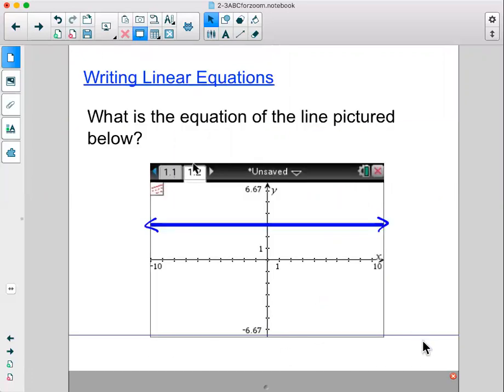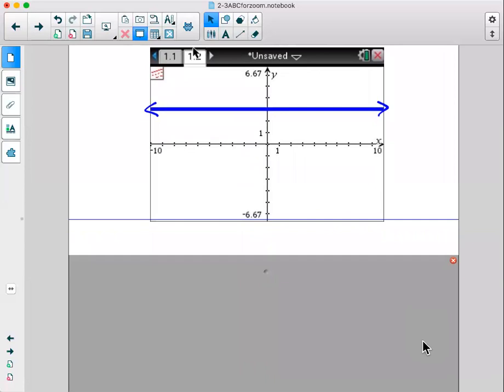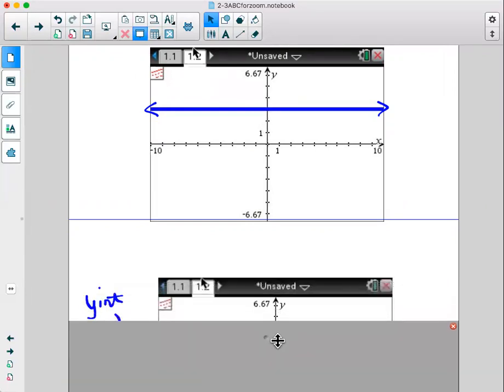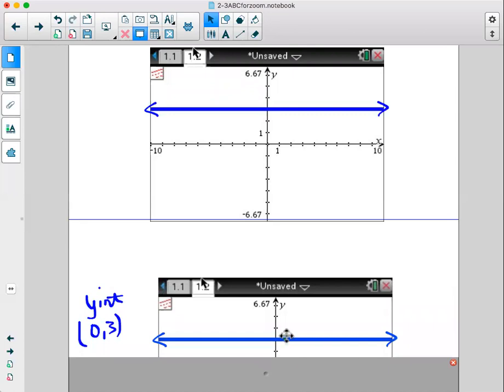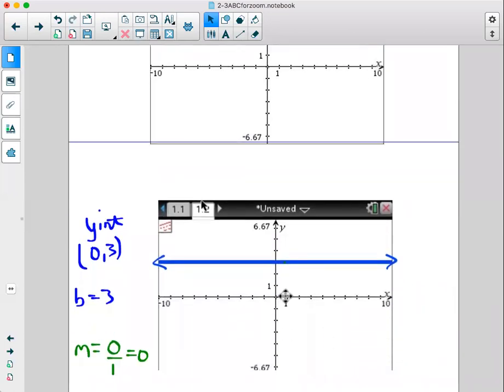Now, what about a special case when the line happens to be horizontal? Well, we could still go through the same steps. We can choose any 2 points we like. First of all, we can find the b, the y-intercept is 0, 3, so b has to be 3. And then we can choose this little point over here. Let's choose this point 1 over and 3 up. If we compare those 2 points, there's 0 change in height, and there's just +1 for change in x.